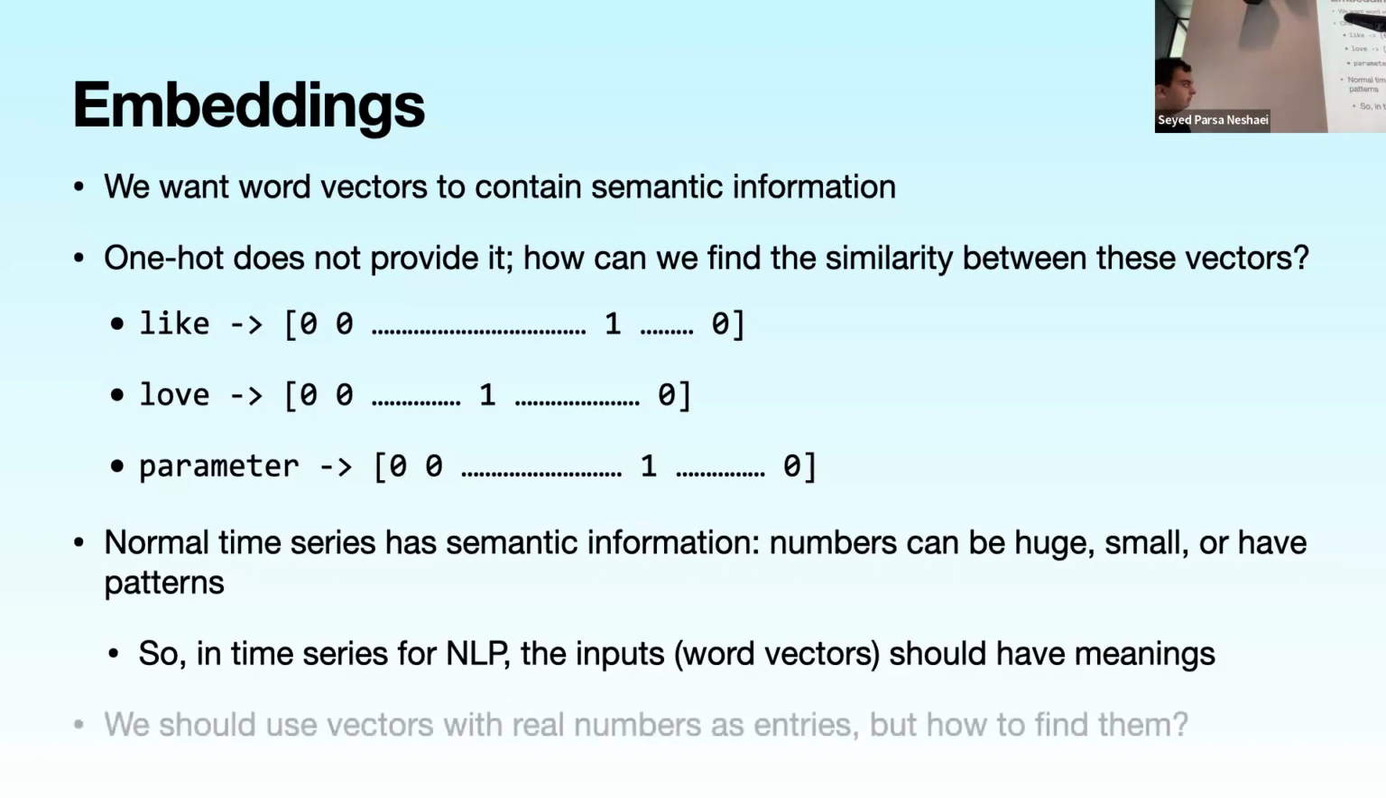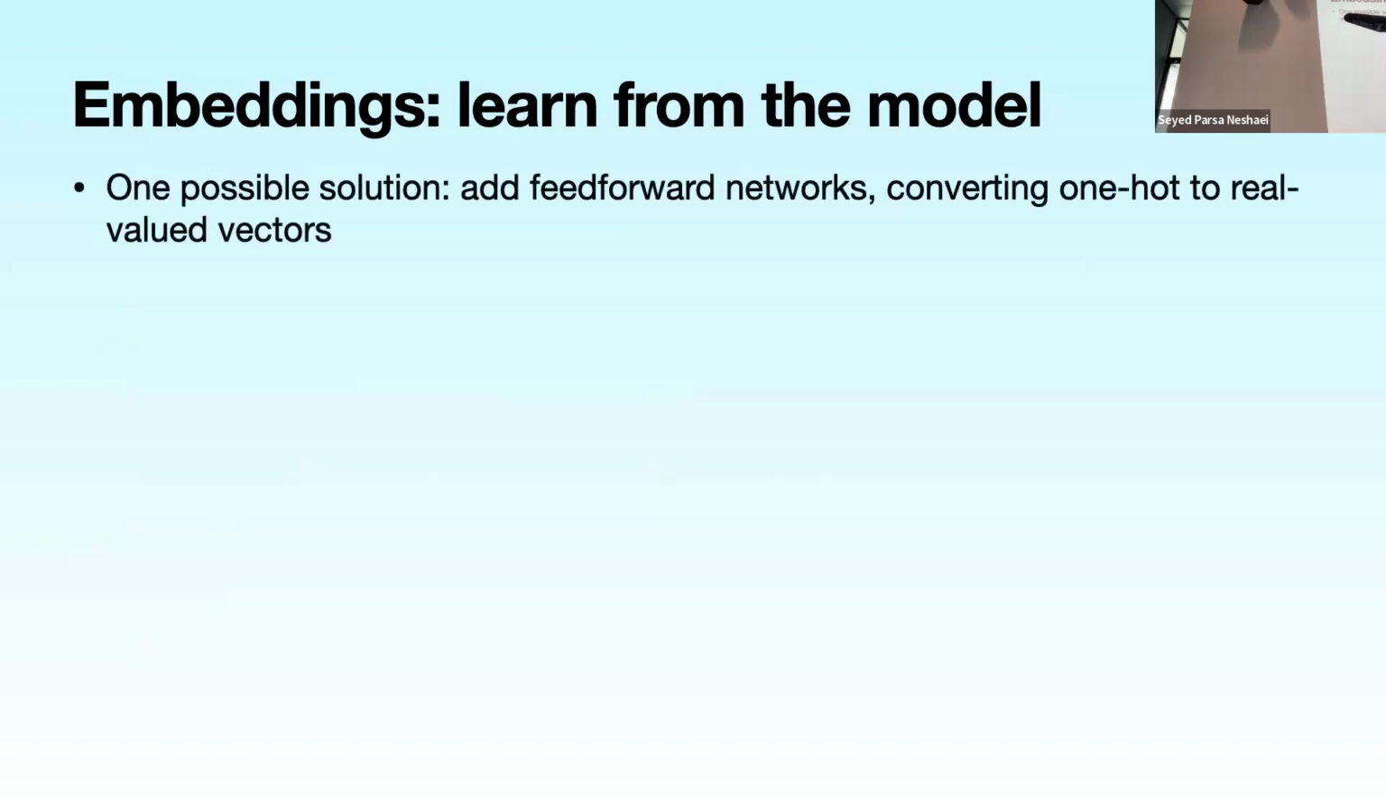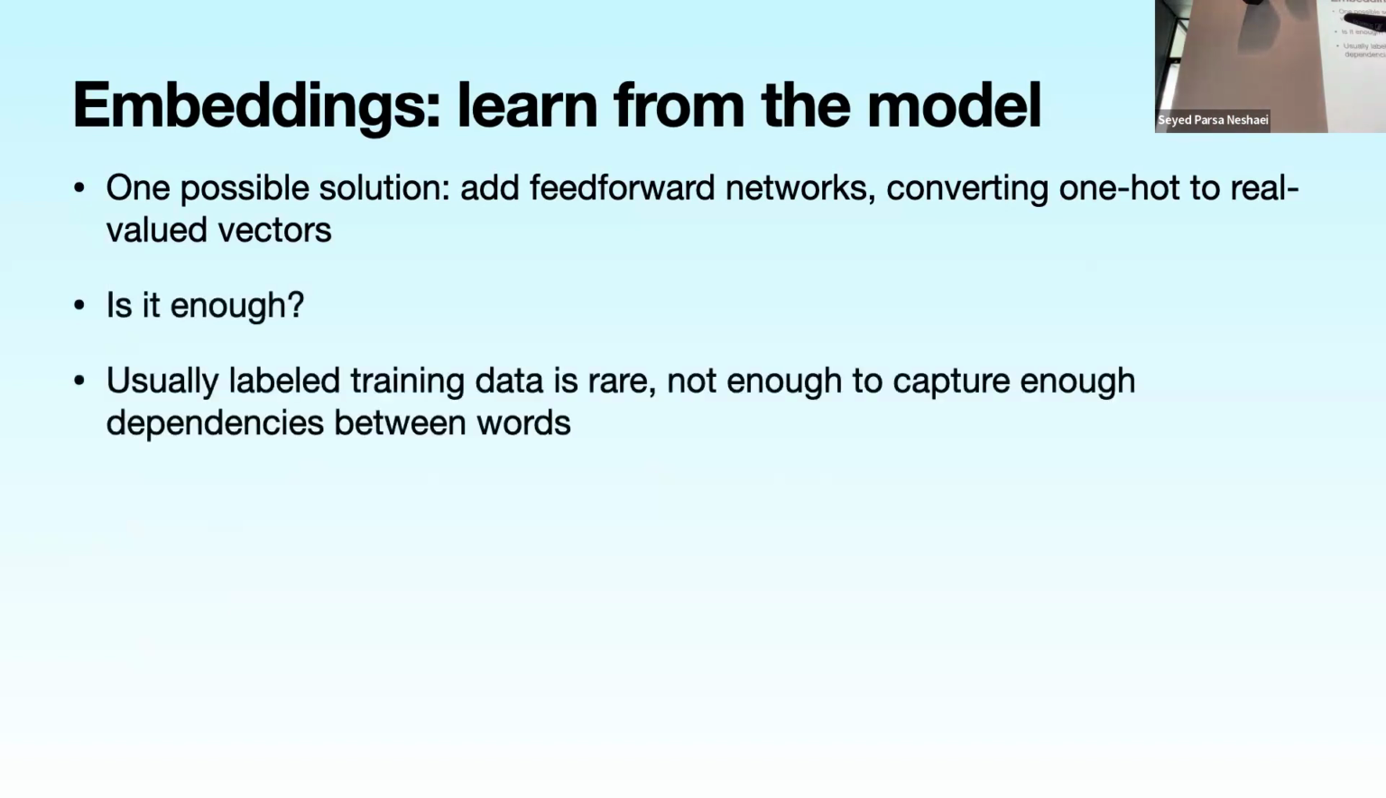All right. So for that, of course, we should use vectors with real numbers, because as we saw, with just 0, 1 integers, it didn't work. But how to find them? One idea is that we can have a model to learn them. One possible solution is that we can add a very simple feed-forward network, converting these one-hot vectors to real-valued vectors. But usually this isn't enough.